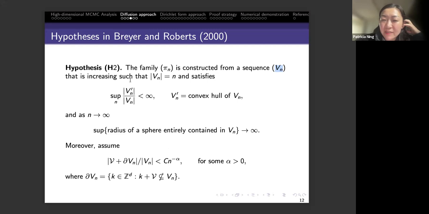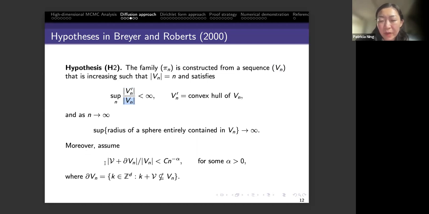This set satisfies the condition that the vertex number is little n, and the sup V prime n is the convex hull of this Vn. The vertex number divided by Vn is finite as n goes to infinity, and also the supremum of the radius of the sphere entirely contained in Vn goes to infinity.